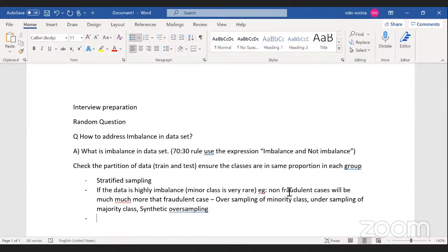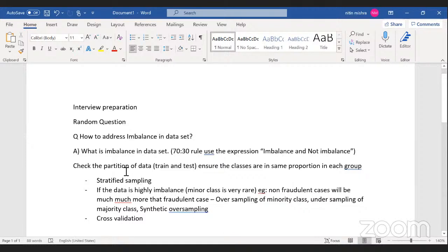All right. Then of course there is a method called cross validation. Now what is going to happen? What is bound to happen when you have explained this way? So what happens when you have imbalance in data set? You touch upon these topics, like the 70-30 rule. You use the word imbalance and not imbalance.